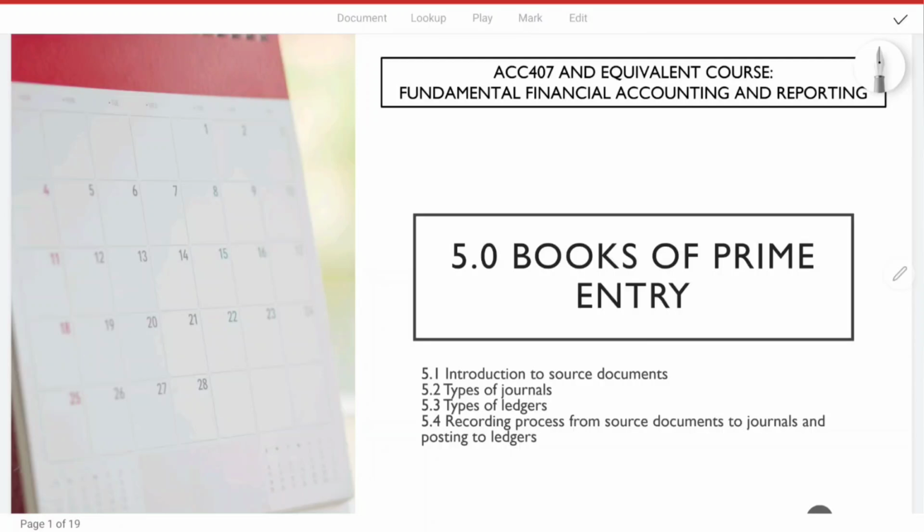Only then are we going to look into the different types of journals, followed by the different types of ledger, and then we are going to see together the recording process from source documents to journals and then posting to the ledgers.